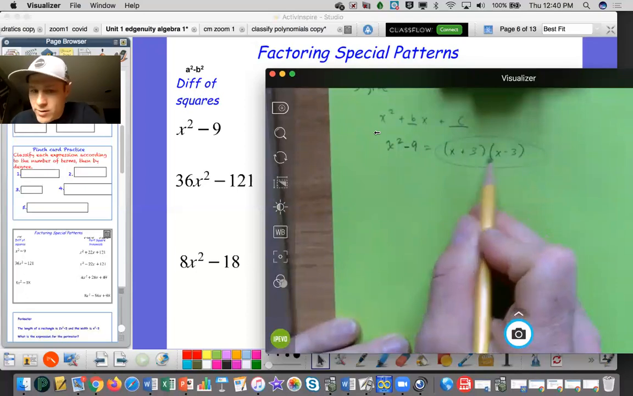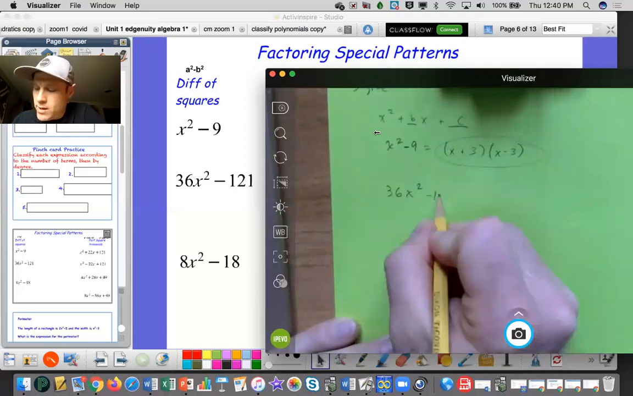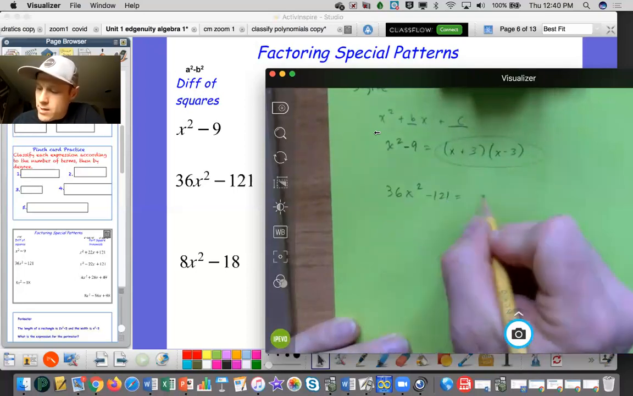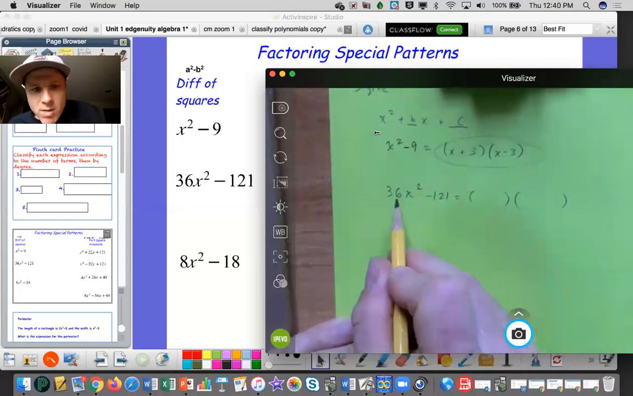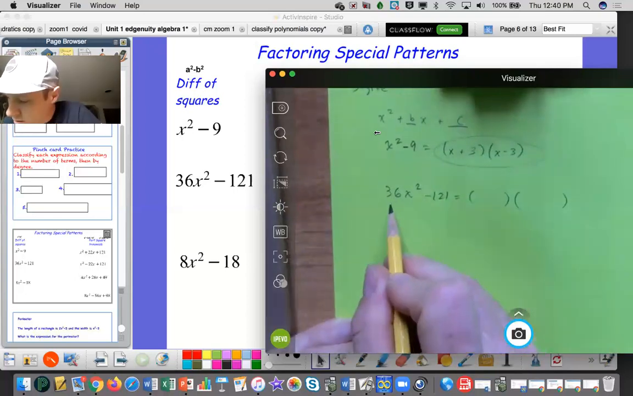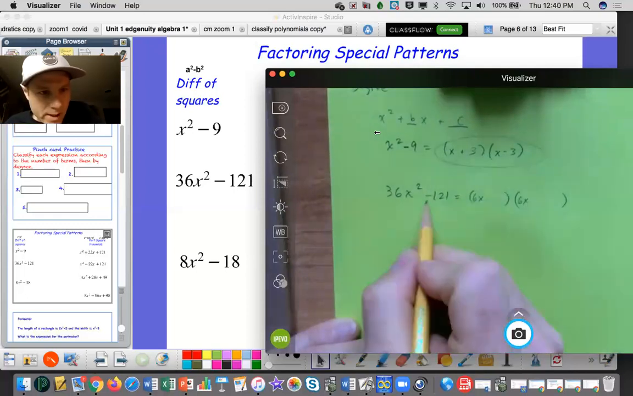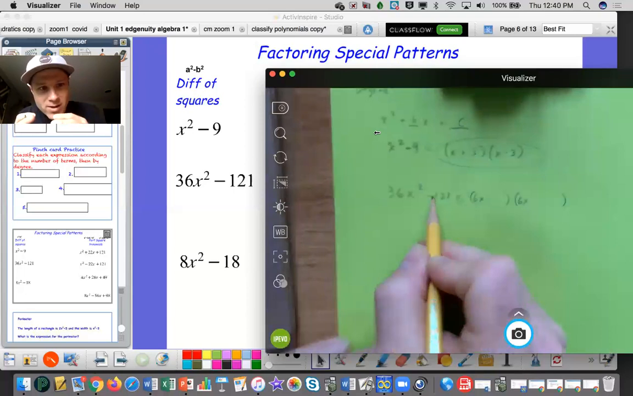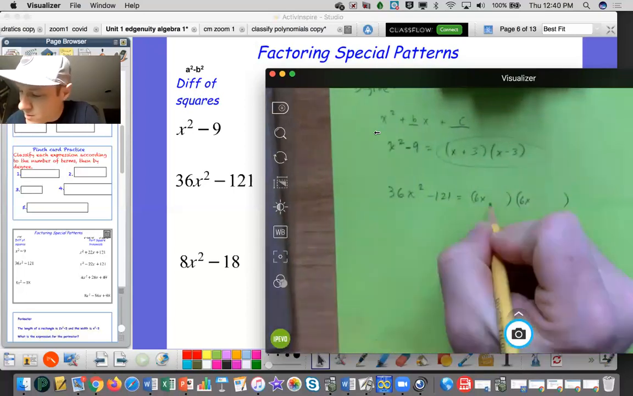The next one there is 36x squared minus 121. And the square root of 36x squared, get it up top, don't say. Ready? Pop it out. 6x. All right, I hope you said it. And it's a -121, and they need to add up to 0, but they also have to multiply to get negative.